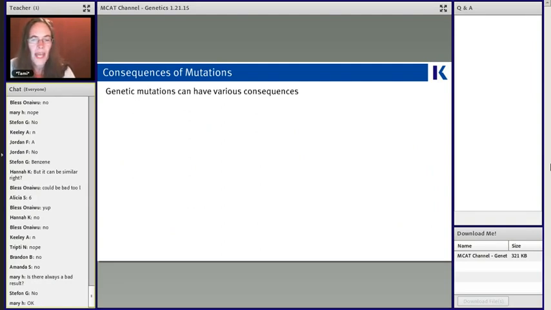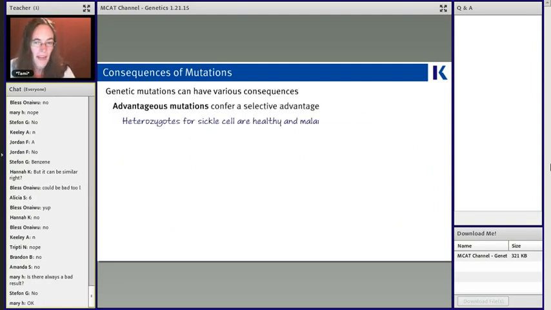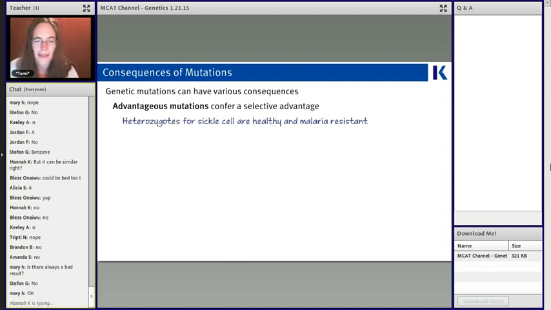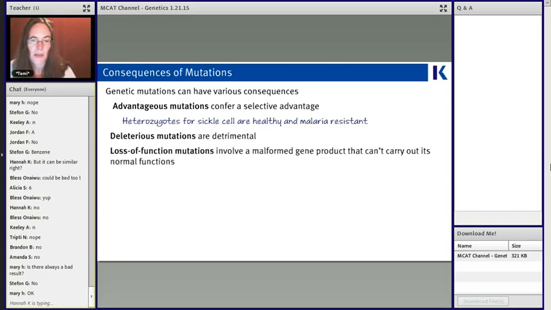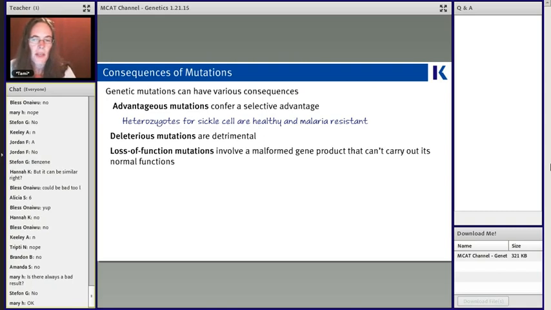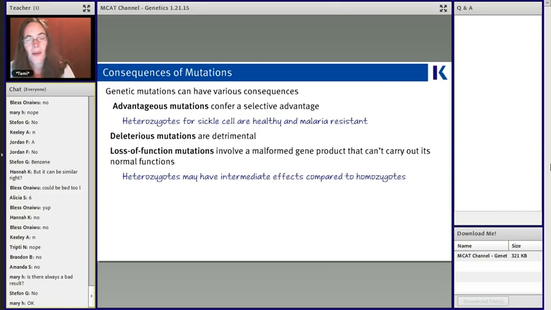All right, genetic mutations, we said, can be advantageous. For instance, heterozygotes for sickle cell anemia are healthy. They don't have the disease, and they're malaria resistant. There can be deleterious or bad mutations. We know different ones. There can be loss of function mutations, so that it cannot carry out its normal function. Heterozygotes may have an intermediate effect here. We could have cystic fibrosis. This is a good example of that.